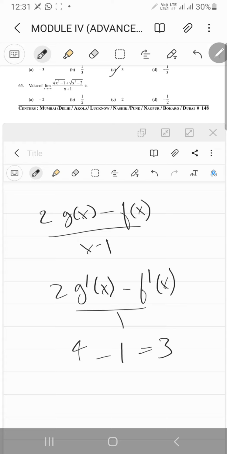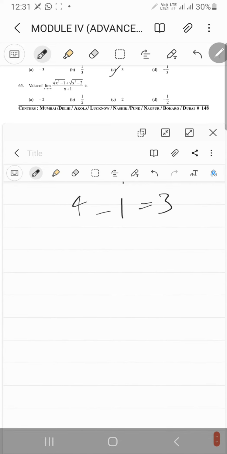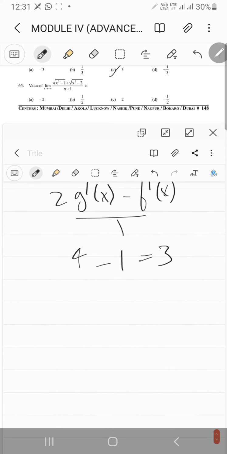Next question. Oh, it's the last question as well. Limit x tends to minus infinity, square root of x squared minus 1 plus square root of x squared minus 2. Oh, this is just rationalization. Wait, no, it's not rationalization, something else. It tends to negative infinity, right? Right. So this complete value is going to be something which is negative, right?